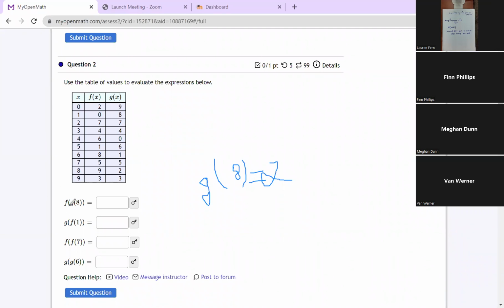So now, aren't we going to replace G of 8 with 2? And we want to find F of 2. What is F of 2? 7. So the answer here is 7.